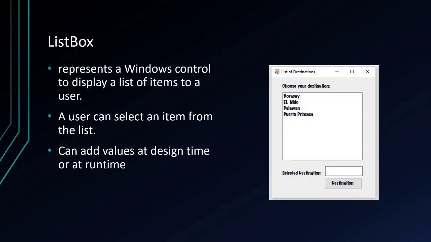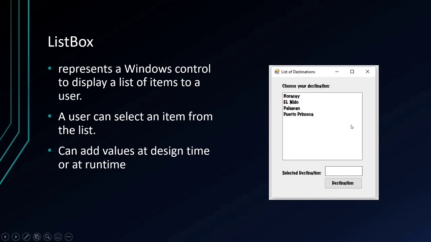What is a list box? It represents a window control to display a list of items to a user. Second, a user can select an item from the list. And third, it can add values at design time or at runtime.